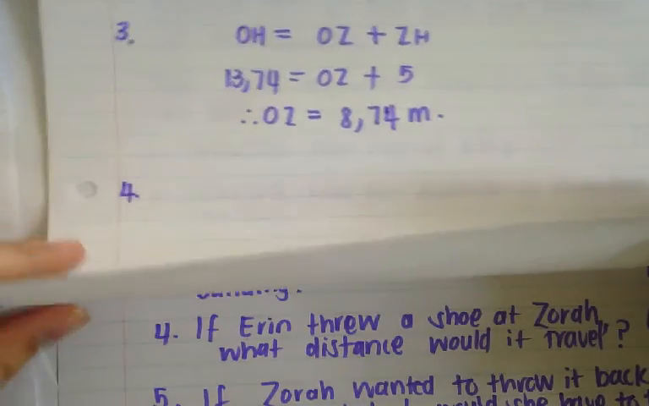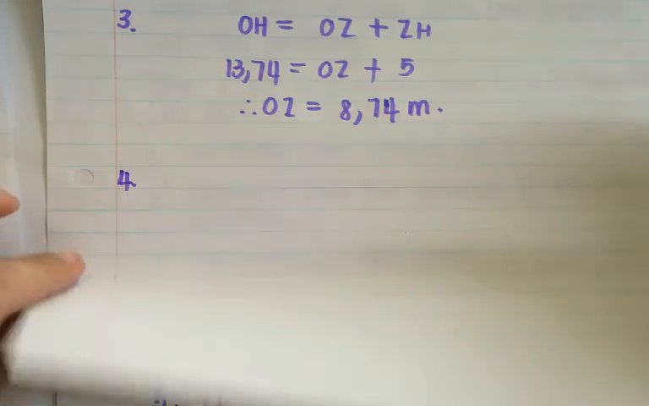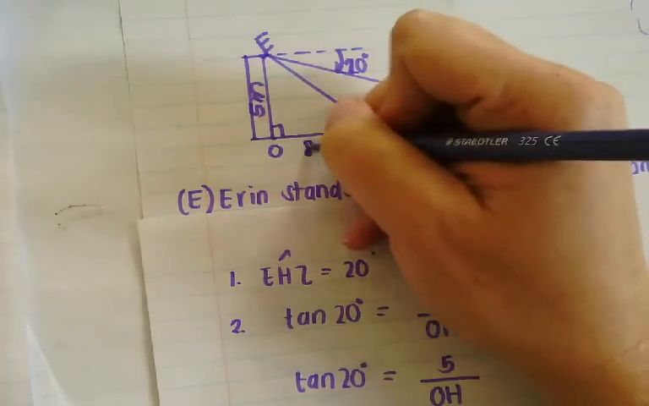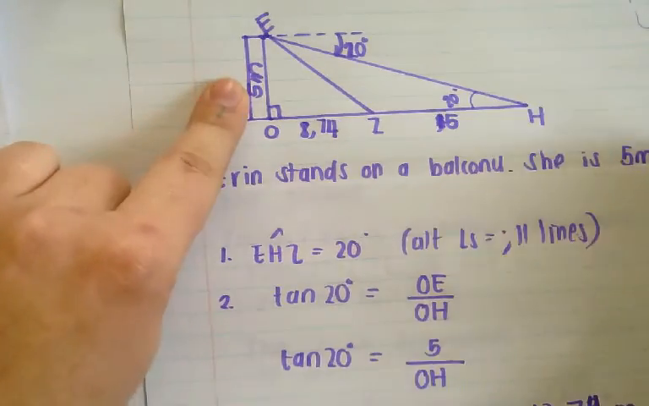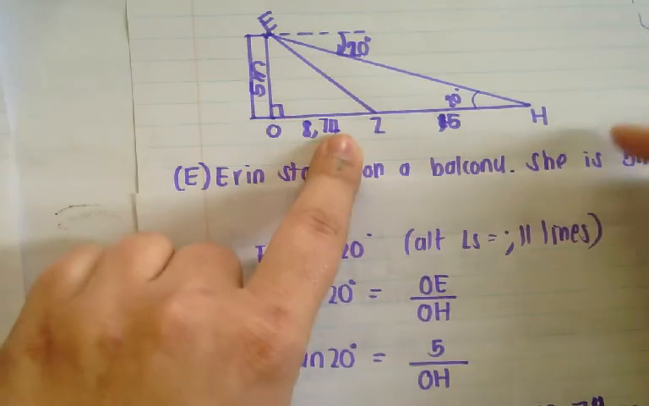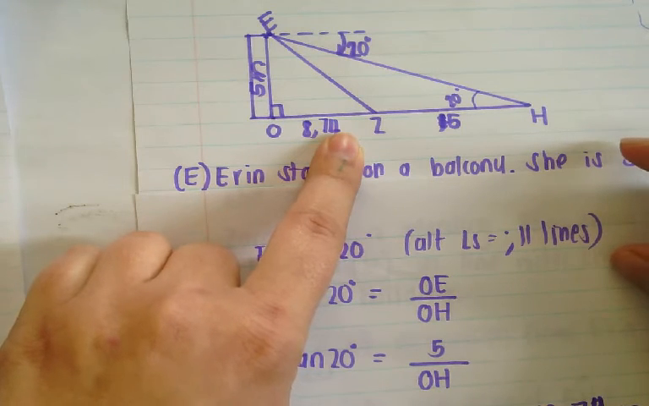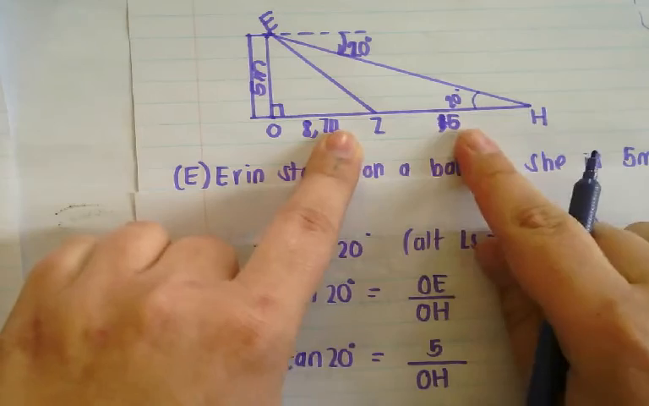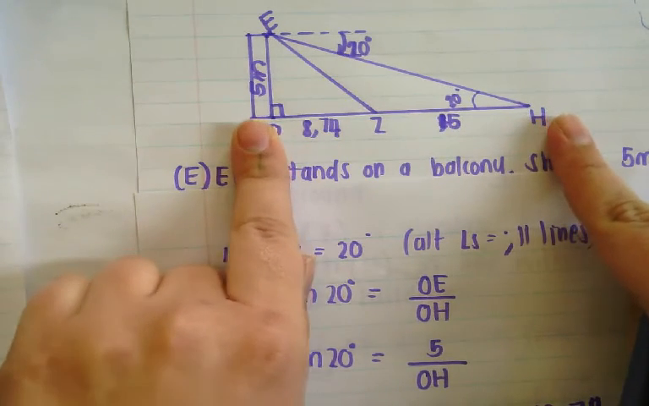Number 4. We'll leave very shortly. If Erin threw a shoe at Zora, what distance would it travel? So we now know that this is 8,74 meters. We have 5 meters. I can't calculate that, because it was 15 meters, but the full length was only 13 meters, so it couldn't be 15 meters.